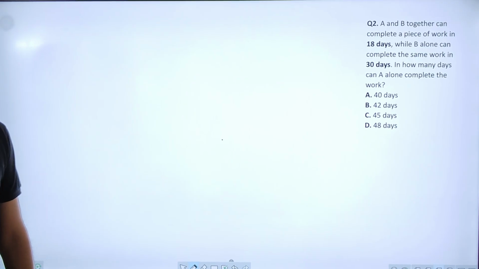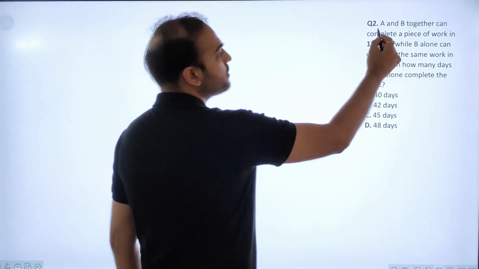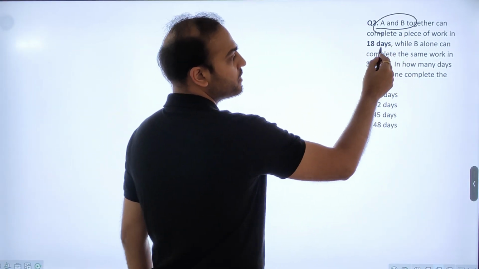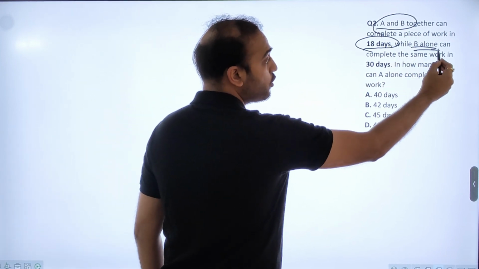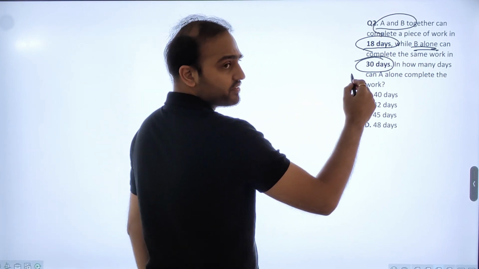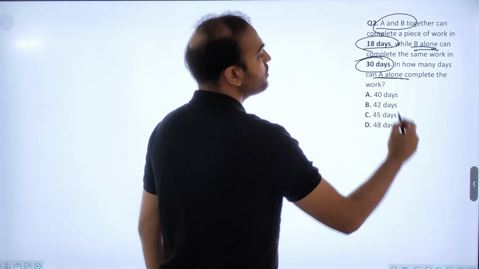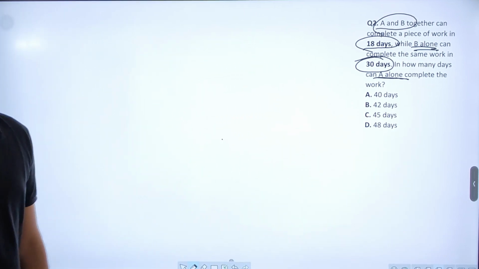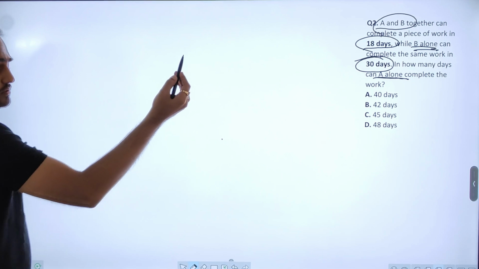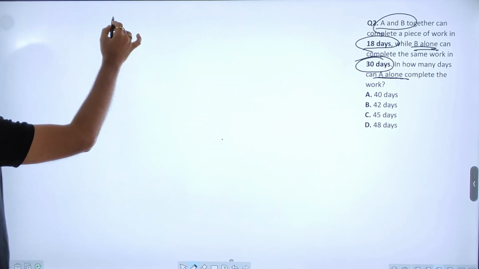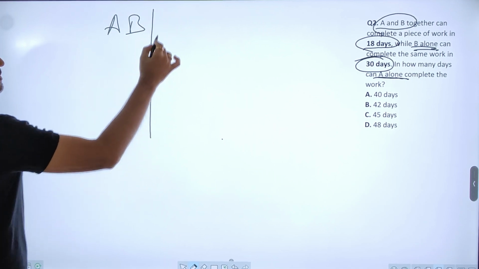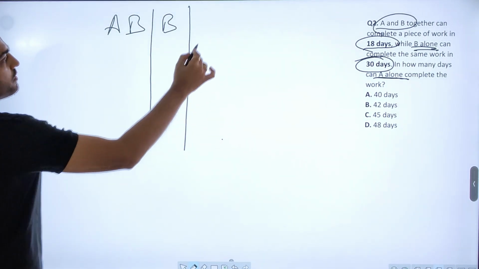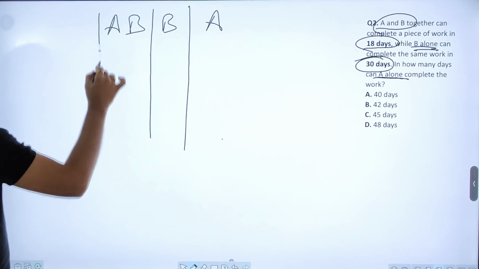Second question, right? So we have two people A and B working together, finishing the work in 18 days. We know B alone takes 30 days, and the question wants us to know how long will A alone take. So again, step number 1, make the table, fill with the given values. So we have A and B working together. We know B alone. We have to find A alone.